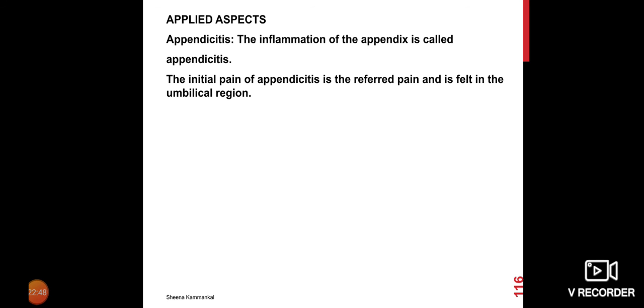From there, if you draw a line towards the umbilicus, you can mark McBurney's point at the junction between the medial 2/3 and lateral 1/3. So McBurney's point is the point at the junction between the medial 2/3 and lateral 1/3 of a line extending from the umbilicus to the right anterior superior iliac spine. This is the site where the maximum tenderness of appendicitis can be felt.